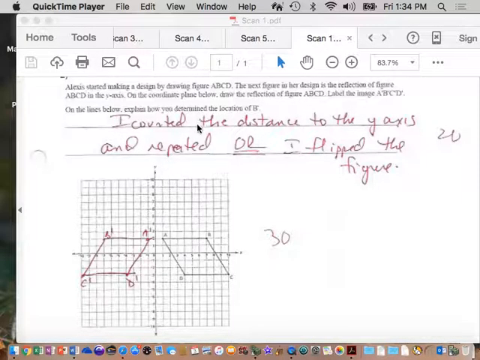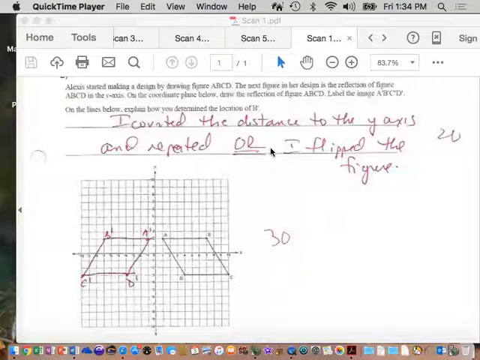Then the next thing we have to look at is up here. I said I counted and repeated. Yeah, but here's the problem. You say you counted and repeated, and that's what a few kids said that lost 10 points. First off, this was worth 20, so you did get half of the points here. But what did I write that you didn't write? You changed the distance to the y. Yes, that's very important. You've got to tell where you counted to.